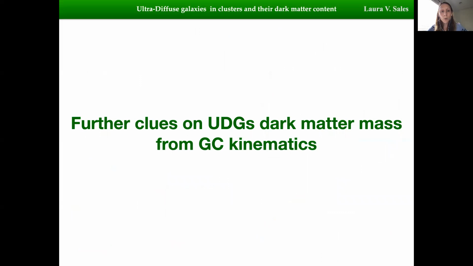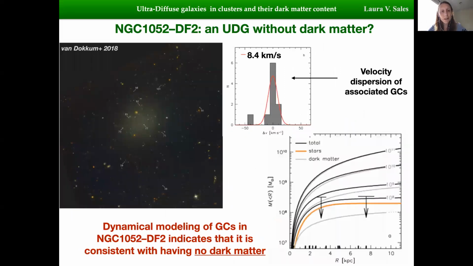We can learn more from the dark matter content of these UDGs, not only by counting their globular clusters, but also by measuring their kinematics. And so when doing that, a big surprise appeared, and that was actually presented by the same team that put forward the Milky Way, or a lot of dark matter mass, scenario for this UDG.